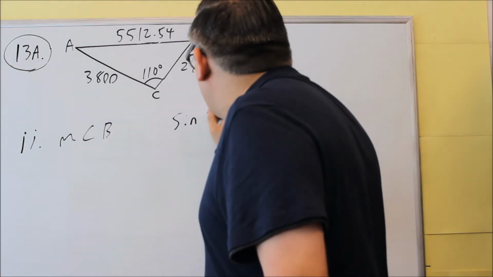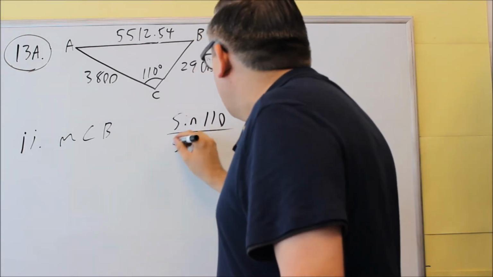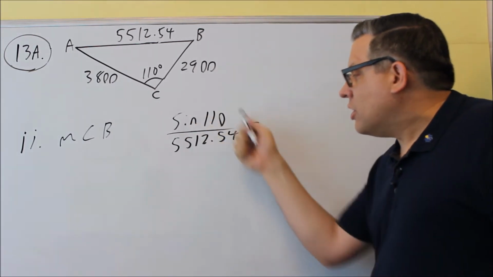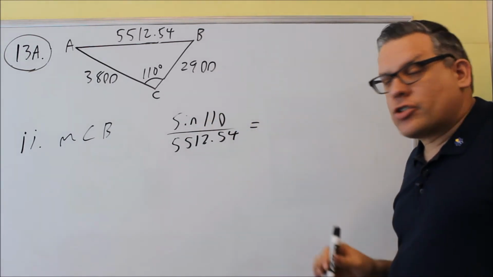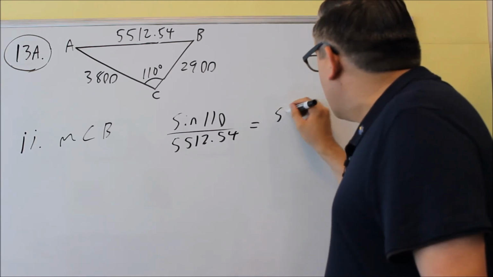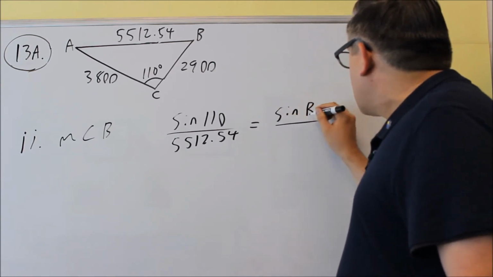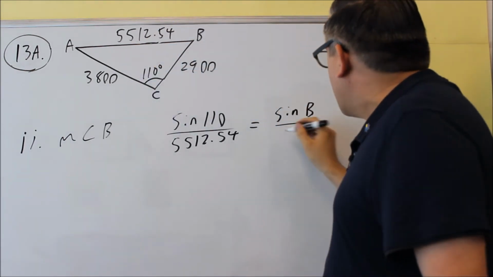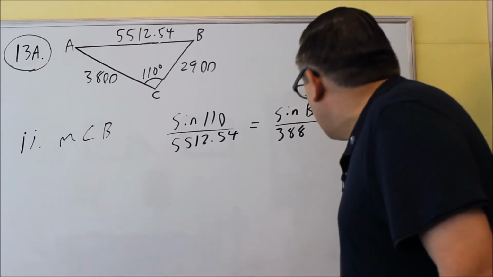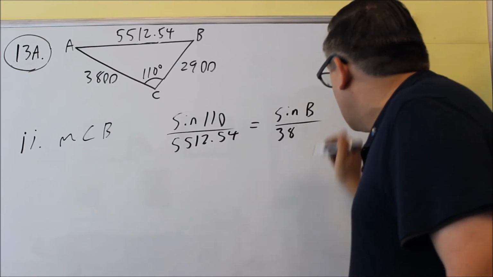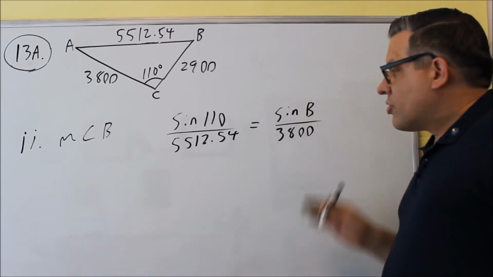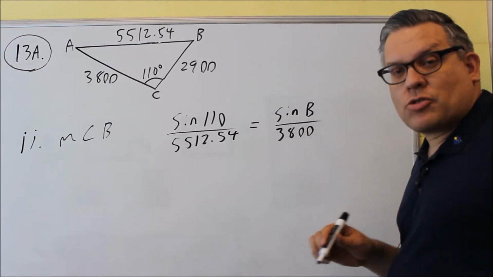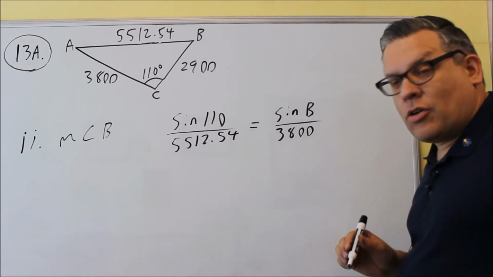Okay, so we're going to do sine 110 over 5512.54. If you're going to do law of sines, you have to start with the beginning ratio, the given ratio. We want to solve for measurement of B, so I have to use the side opposite of that, which is going to be 3800 in this case. So we have that. So now I just need to solve this for sine B, and I have to take the inverse because I'm trying to solve for measurement of an angle.